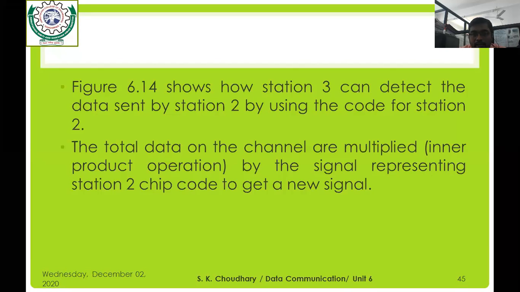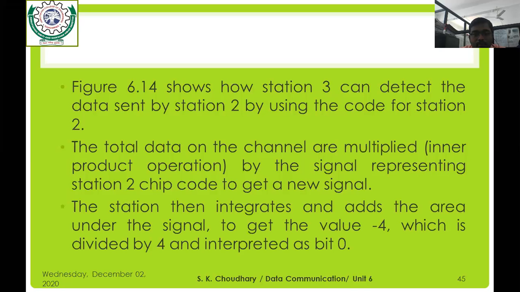And now in the next diagram, we have to see how station 3 can detect the data sent by station 2 by using the code for station 2. So the total data on the channel is multiplied by the signal representing station 2's chip code to get a new signal. The station then integrates and adds the area under the signal to get the value of -4, which is further divided by 4, and it would be considered as -1, that is bit 0.